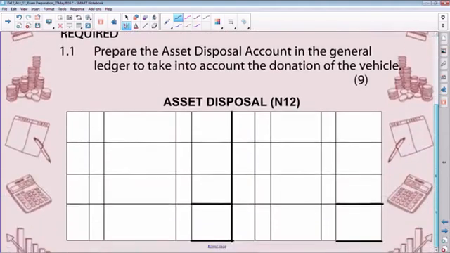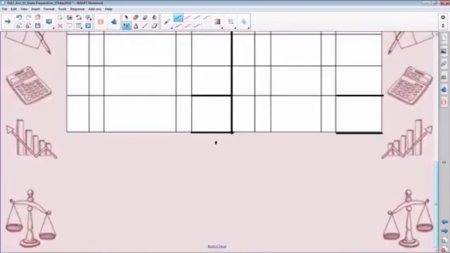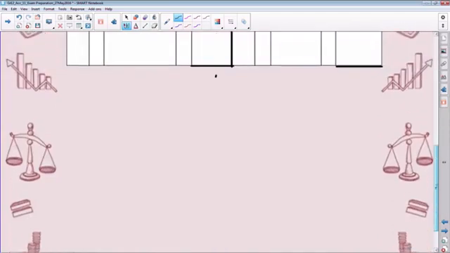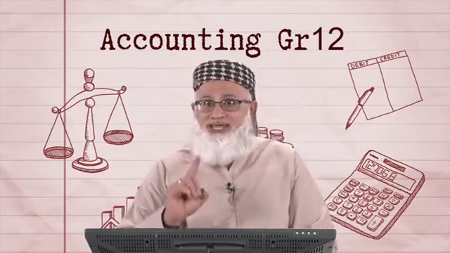Before we go in and prepare the asset disposal account, I want you to do this for me. I'm going to give you a minute to draw up the table that you need to prepare when you are doing an asset disposal, of utmost importance. Go for it, guys. Just 1 minute, and then let's see what you have.